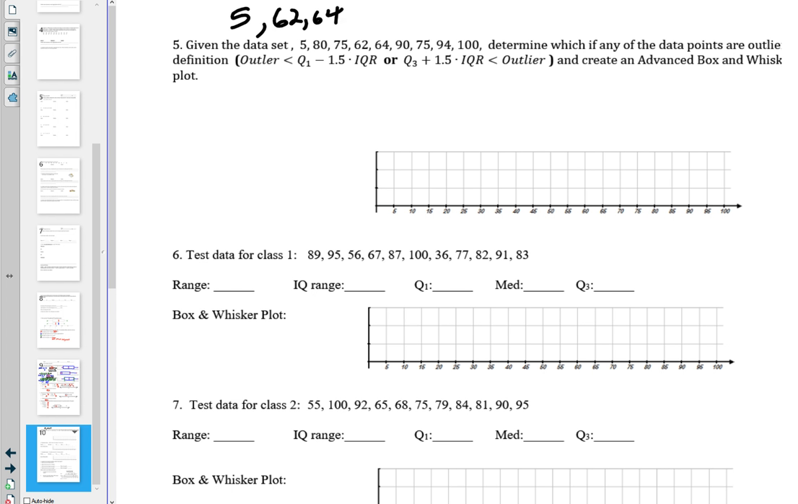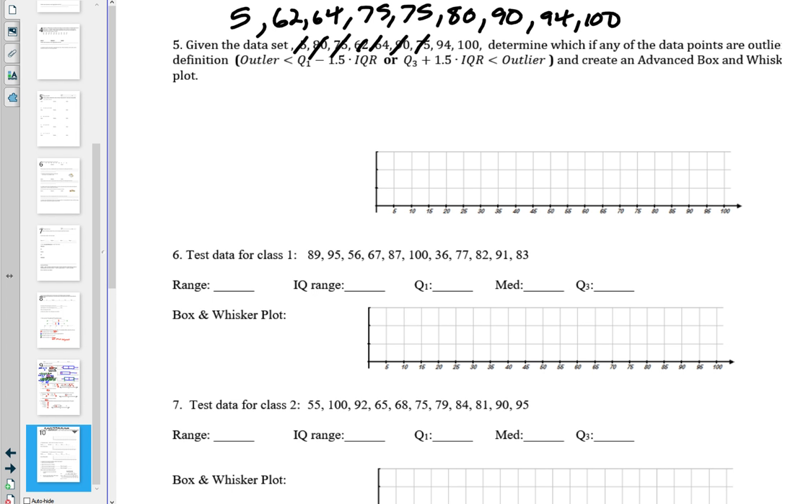62, 64, 75, 75, 80, 90, 94. How many elements are there? How many elements? 10? Did I count it wrong? I'm counting 9.